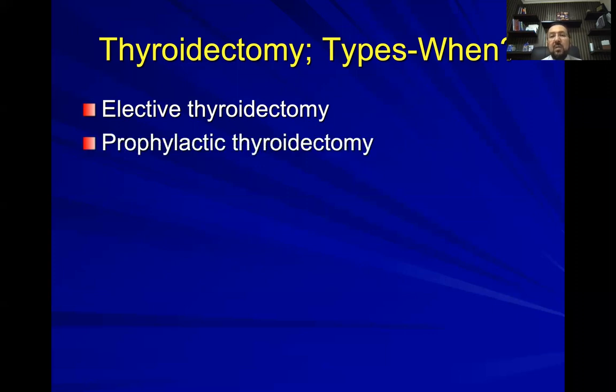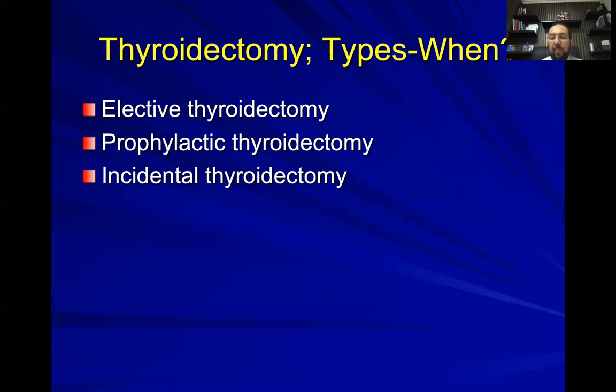Prophylactic thyroidectomy is done in cases of MEN syndromes, types 2A and 2B, when the patient has a positive mutation of the RET proto-oncogene, meaning that the patient will have medullary carcinoma one day. So we remove the thyroid gland before developing this tumor.